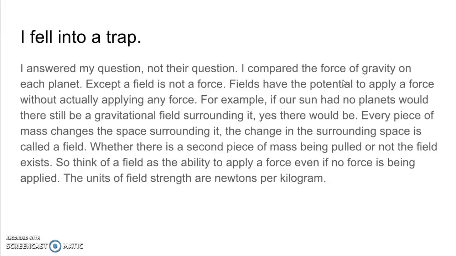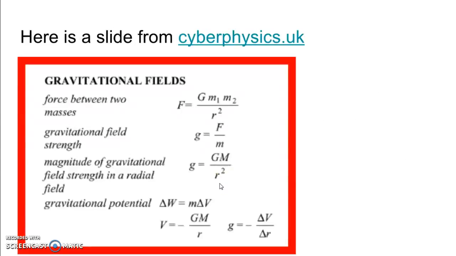So all pieces of mass change the space around them. They have the ability to pull on a piece of mass, even if the other piece of mass isn't there. Anyway, the units for field basically spell out what we're about to do. It's not newtons, that's the force. It's newtons per kilo. And so this is a good slide that I stole from cyberphysics.uk. Here's the force due to gravity, but if you divide by mass, you end up with the field, the gravitational field.